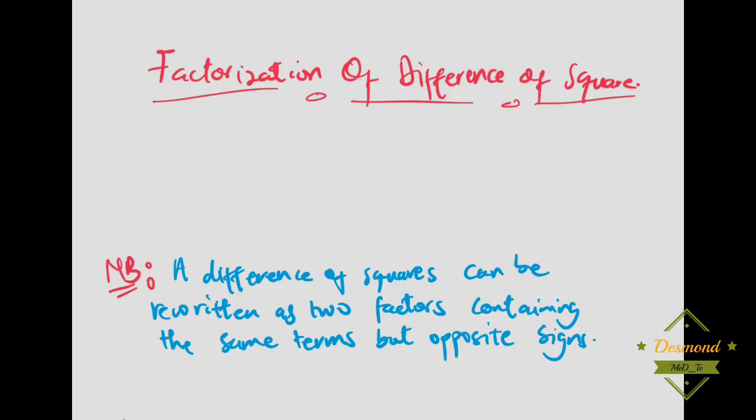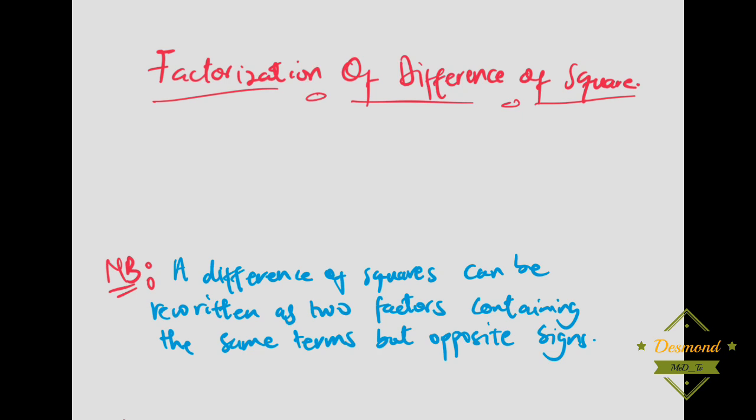In this video, we're going to talk about factorization of difference of squares. Now, a difference of squares is a perfect square subtracted from a perfect square. In our previous video, we started with factorization of polynomials. You can recall that a difference of squares can be rewritten as two factors containing the same terms but opposite signs, because the middle terms cancel each other out when the two factors are multiplied.